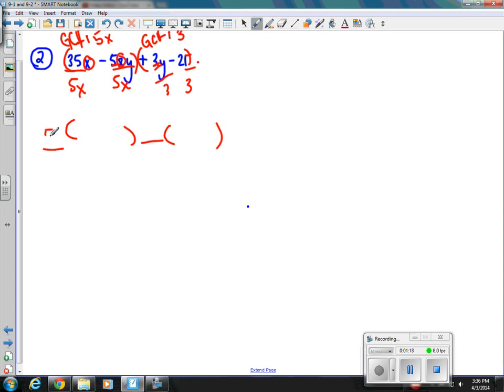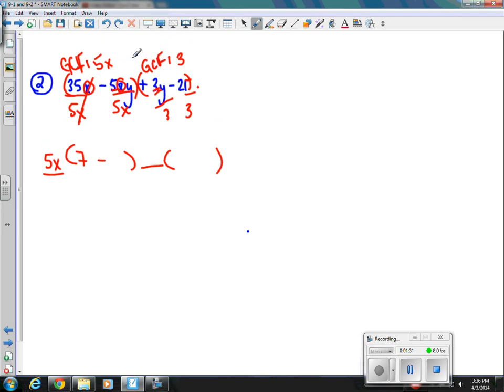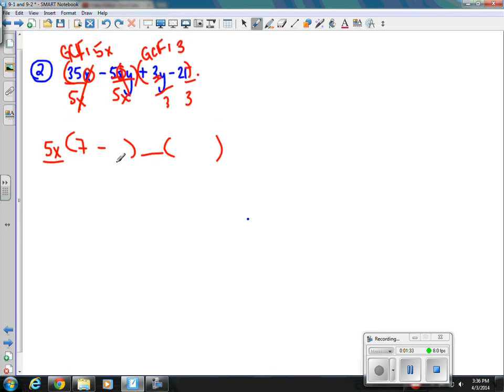So GCF goes on the outside, 5x. Now we divide. 35 divided by 5 is 7. x divided by x cancels. Negative 5 divided by 5 is a negative 1. Don't have to show it. x divided by x cancels and leaves me with y. Now GCF is a positive 3, so plus 3. And 3 divided by 3 gives us 1. We don't have to show it, so we drop down our y. And negative 21 divided by 3 is negative 7.